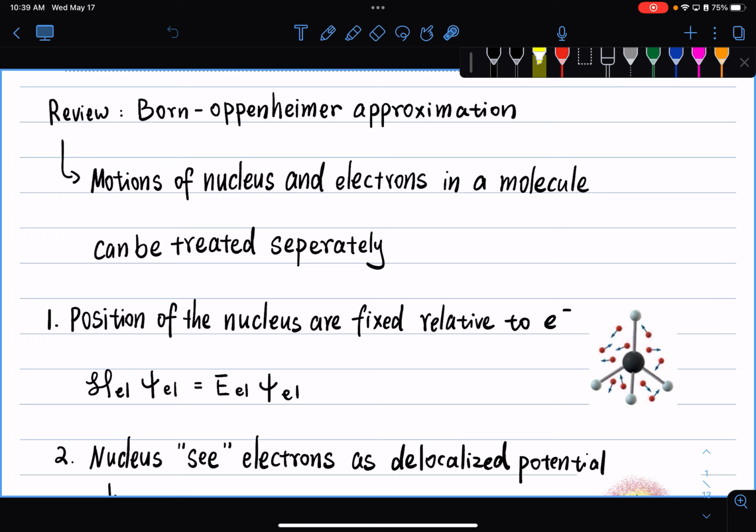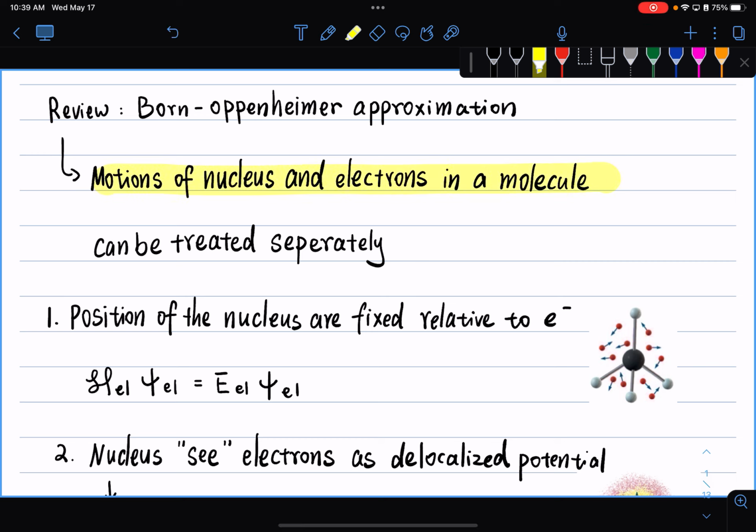So the Born-Oppenheimer approximation is one of the fundamental approximations we made so that we can use spectroscopy independently from the electronic wave function. So here's the idea behind the Born-Oppenheimer approximation. What it says is that the motions of the nuclei and the electrons in a molecule can be treated separately. All right, so that's the definition of the Born-Oppenheimer approximation. What does it actually mean? As you can imagine, two different scenarios.